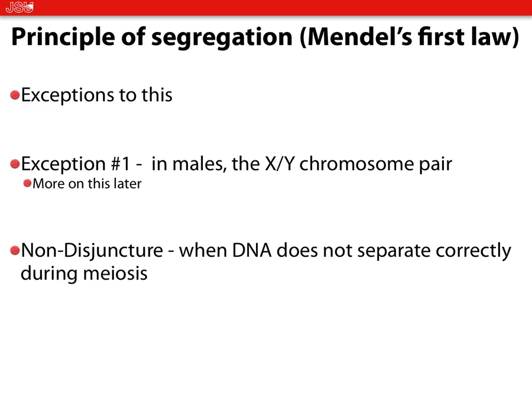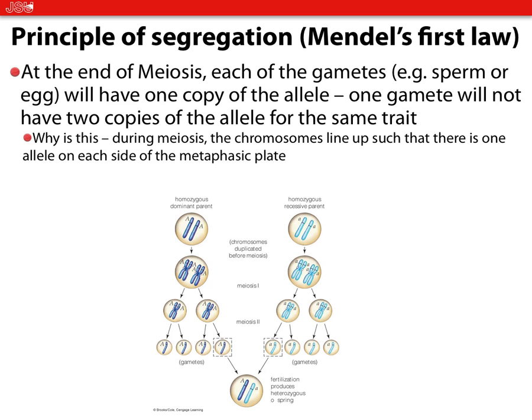Now, there are two exceptions to this. We kind of talked about it a little bit a second ago. One is in males, we have an XY non-pairing member, right? The Y chromosome is shorter, and there's no pair or counter to it. The other exception is non-disjunction. When DNA does not separate correctly, that's non-disjunction. DNA does not separate correctly during meiosis, it's non-disjunction. So at the end of meiosis, each of the gametes, the sperm or the egg, will have one copy of the allele. One gamete will not have two copies of the allele for the same trait.